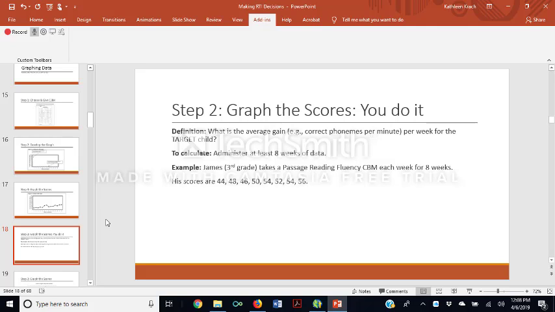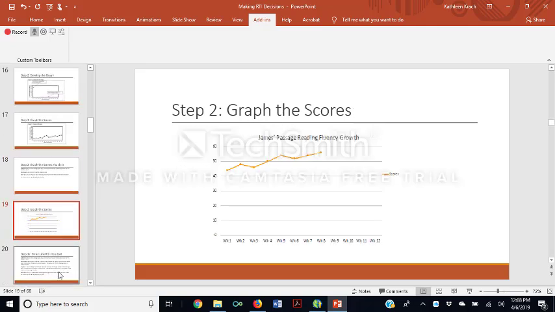And so we have this information. For James, we looked at passage reading fluency each week for 8 weeks, and here are his scores: 44, 48, 46, 50, 54, 52, 54, 56. So that's 8 data points. And so we're going to graph them. So we put at the bottom week 1, week 2, week 3, week 4, week 5, etc. And then on the side here we have his scores: 0, 10, 20, 30, 40, 50, 60. And so then we see the actual scores.